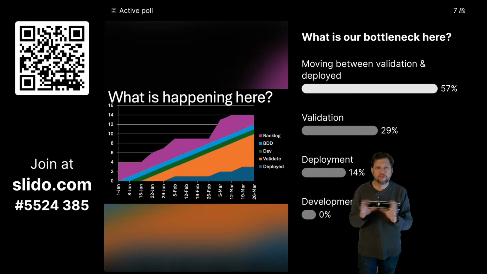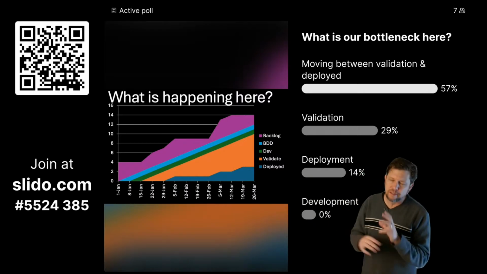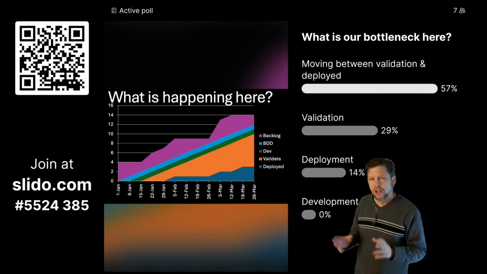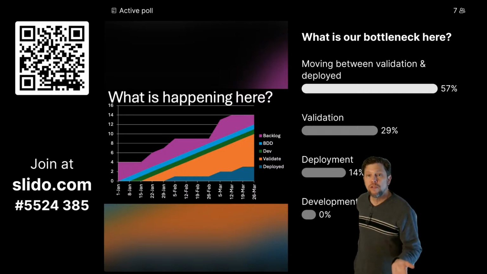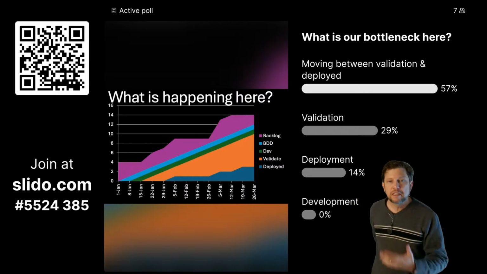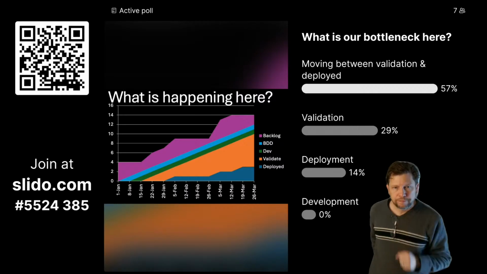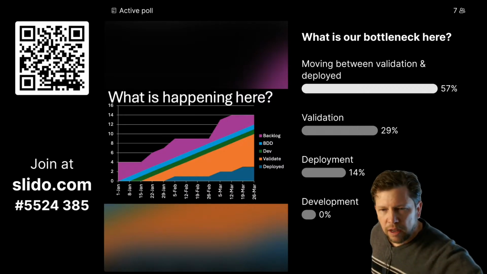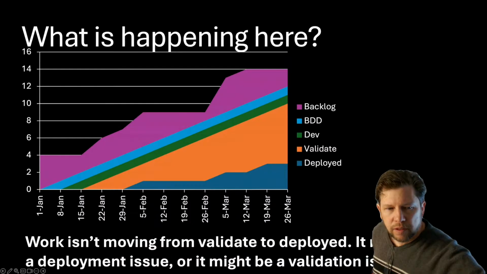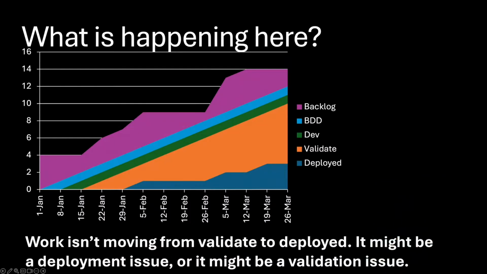Those are things we could get from this if we were to make it more granular, but it's harder just to represent here. So the stuff that we know is things aren't moving from validation to deploy. There could be a number of reasons for it. We can probably easily find out if we go and just see what the team's doing. Okay, so work isn't moving from validate to deploy. It might be a deployment issue or it might be a validation issue, but we've got a pretty good idea of why we're not getting more things out to get a return on investment.